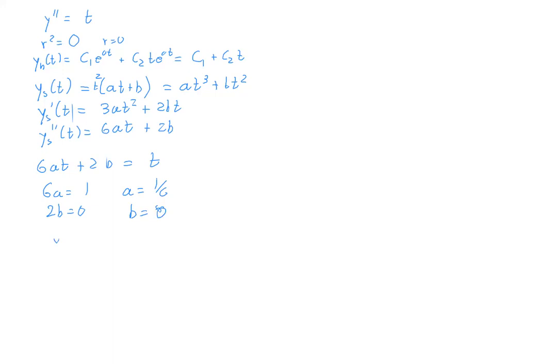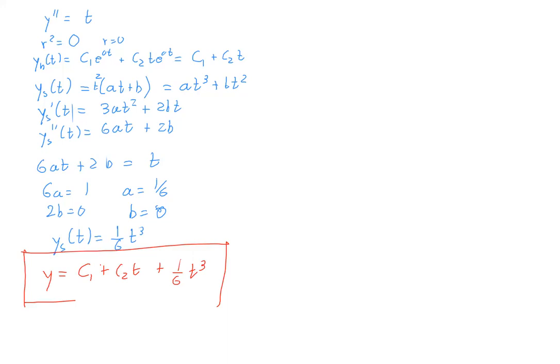So the special solution, and now it's perfectly fine, is going to be 1/6 t cubed plus 0 t squared, so 1/6 t cubed. So the solution of the non-homogeneous, the general one, is c1 plus c2t plus 1/6 t cubed. And that's it. Okay.